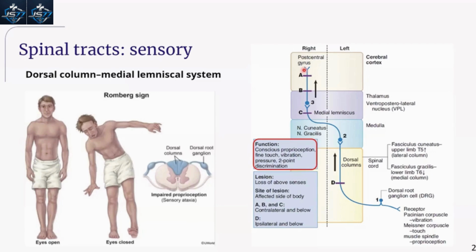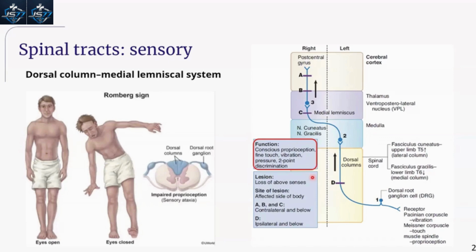And this time we have three neurons, not two, but three. The one that comes from the body, the one that decussates in the medulla, and the one that synapses in the thalamus on the last one that's going to go to the cerebral cortex, specifically to the primary somatosensory cortex. The function of this system is touch, vibration, and proprioception. These three modalities, that's the information these neurons carry.